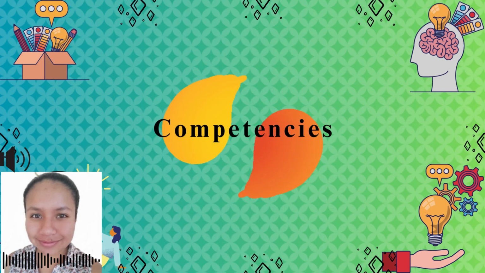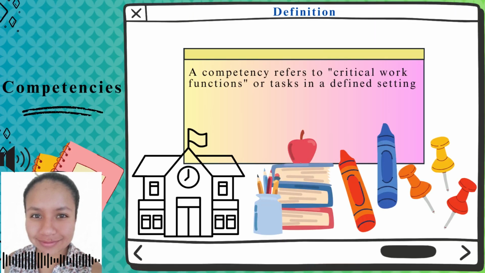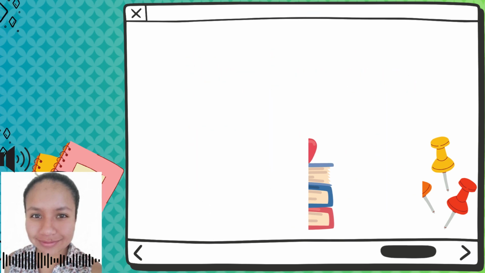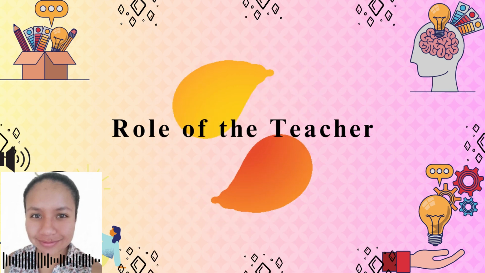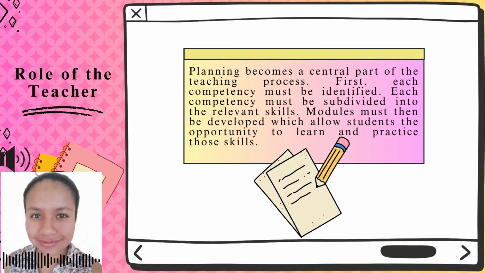Continue. What are competences? A competency refers to critical work functions or tasks in a defined setting. Continue. What is the role of the teacher? Planning becomes a central part of the teaching process.